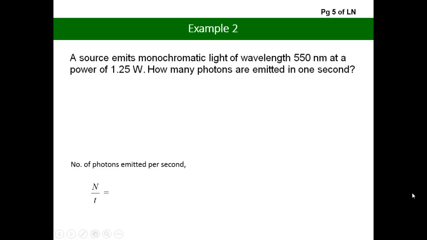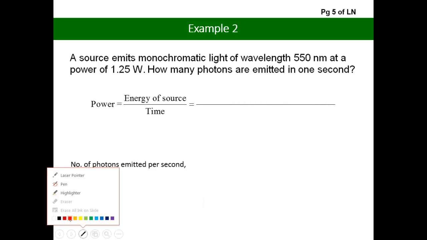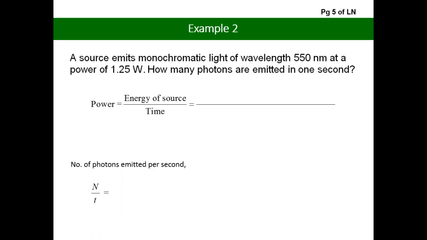Okay, now let us look at example 2 of our lecture notes. So in our example 2, let me bring up my pen. Let us look at what is happening. We are given a source of light which is emitting light of wavelength 550 nanometers at a power, that is an important piece of information, of 1.25 watts.